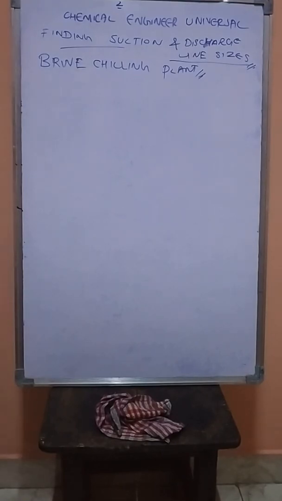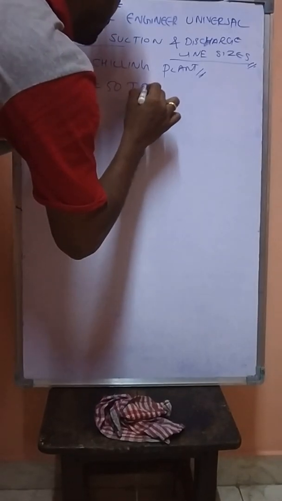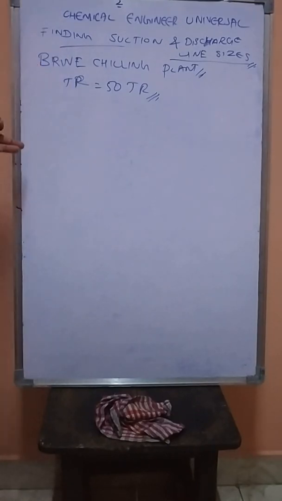There we have a brine chilling pan. It is having a capacity of 50 TR, ton of refrigeration, and it is having some heat load. I will give you the data. So for this heat load, what are the line sizes that we have to decide? And we know the pump recommended flow rate also, but we don't know the suction and discharge line sizes for the required plant. So we are going to see how to calculate it.